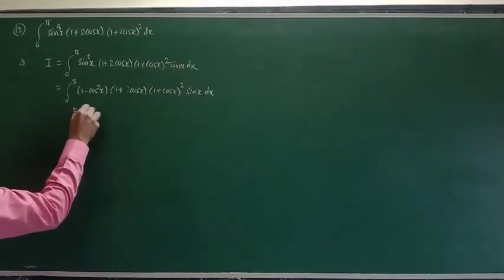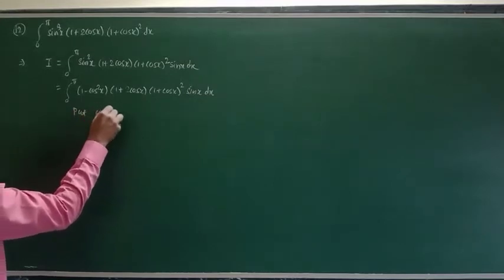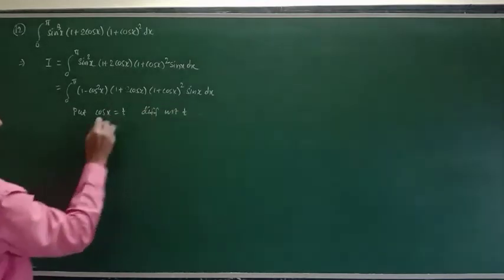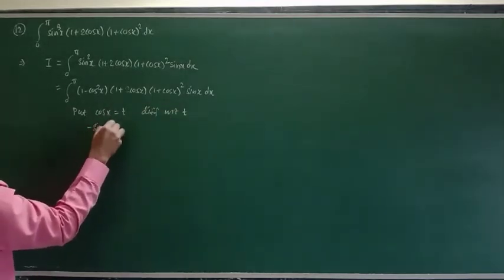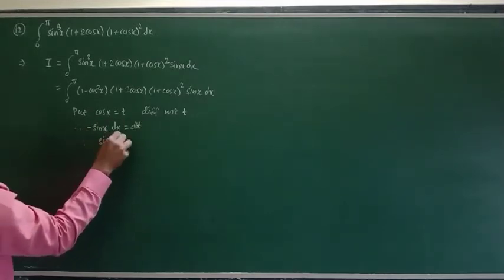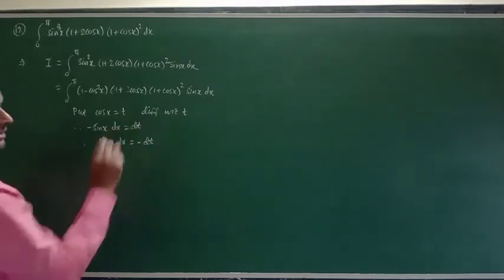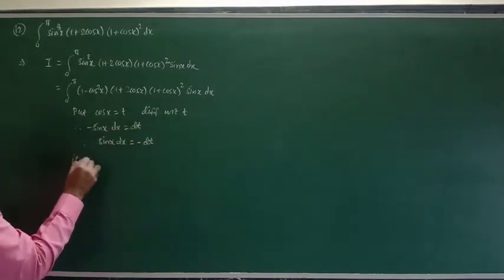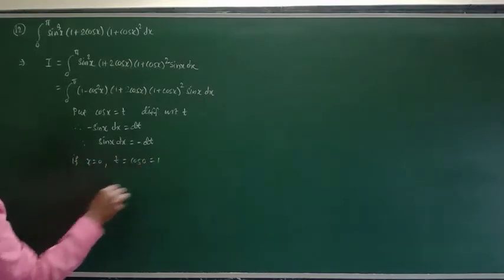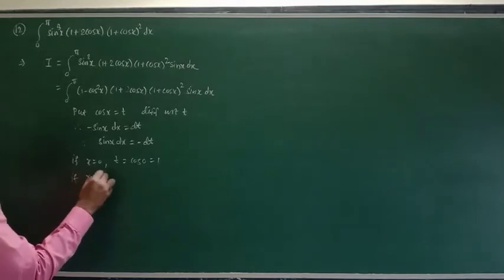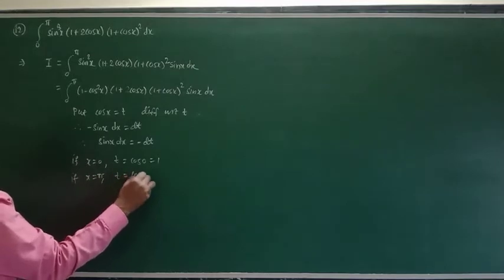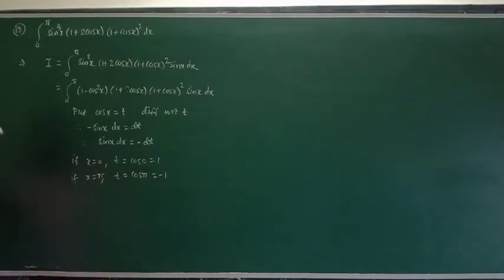Okay, now use the substitution. Put cos x is equal to t. After differentiating with respect to t, its derivative is minus sin x dx is equal to dt. Okay, so sin x dx value is minus dt, and limits also get changed. If x is equal to 0, then t is equal to cos 0 is 1, and if x is equal to pi, then t is equal to cos pi. Cos pi value is minus 1.